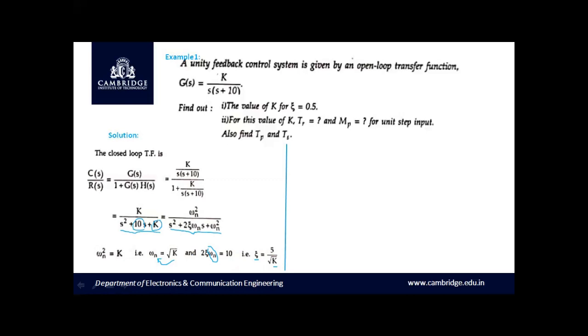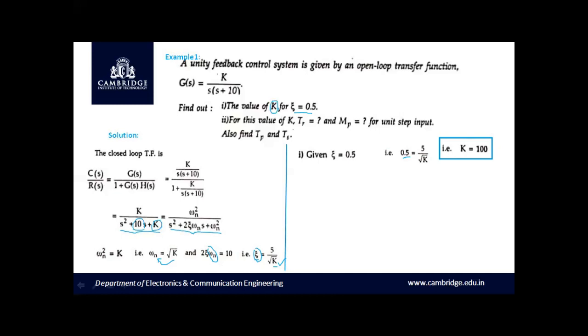And if you look into the question, you have been given zeta is equal to 0.5. Therefore, in this expression, let me substitute for zeta as 0.5, and I can get the value of K. Once after substituting for zeta is equal to 0.5, cross multiplying and squaring on both sides, I obtain K is equal to 100. So I have obtained the value of K, that is the first part.